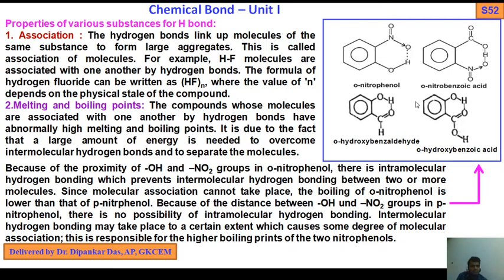Now, the properties of various substances due to hydrogen bonding. What are the properties of various substances related to hydrogen bonding? First, association.